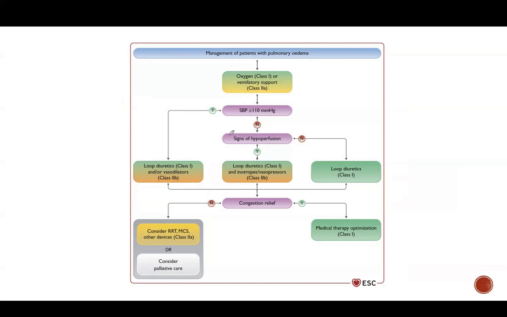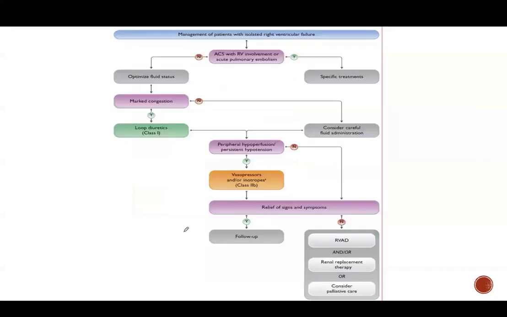As I've already discussed, hypoperfusion signs are altered mental status or decreased urination. If such features are there, then you should go for loop diuretics. Give loop diuretics and along with that you should start inotropes or vasopressors. Suppose congestion is relieved, then you will optimize the medical therapy. If it is not relieved, you should consider mechanical circulatory support and renal replacement therapy.